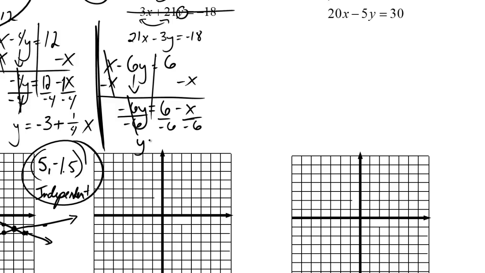You'll get y equals 6 divided by negative 6 is negative 1. Negative divided by negative is positive. There's a 1 there, so it's going to be positive 1/6 x. So from your origin, go down 1. And then your slope is positive, so you'll go up 1 and right 6. Opposite way for the other side of the line.